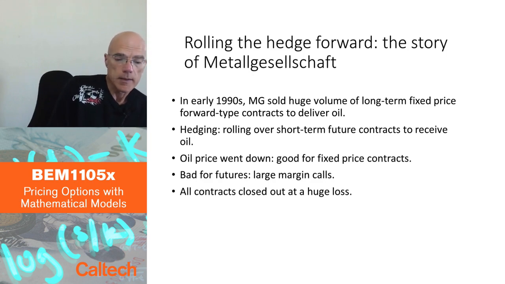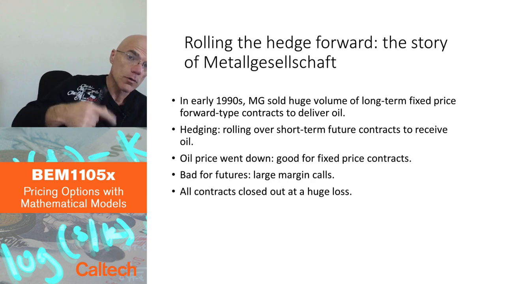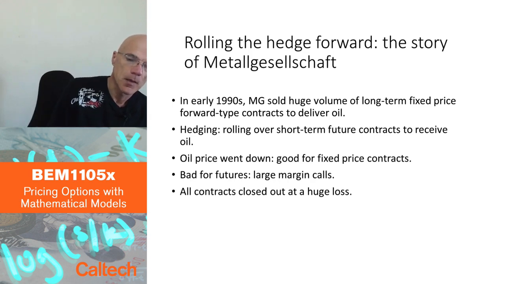And what they did is so-called rolling the hedge forward. They went long short-term futures contract to receive oil, and then when they expired, they just bought new ones. Okay, so they just kept investing in short-term futures contract on oil, which seems like a natural strategy.